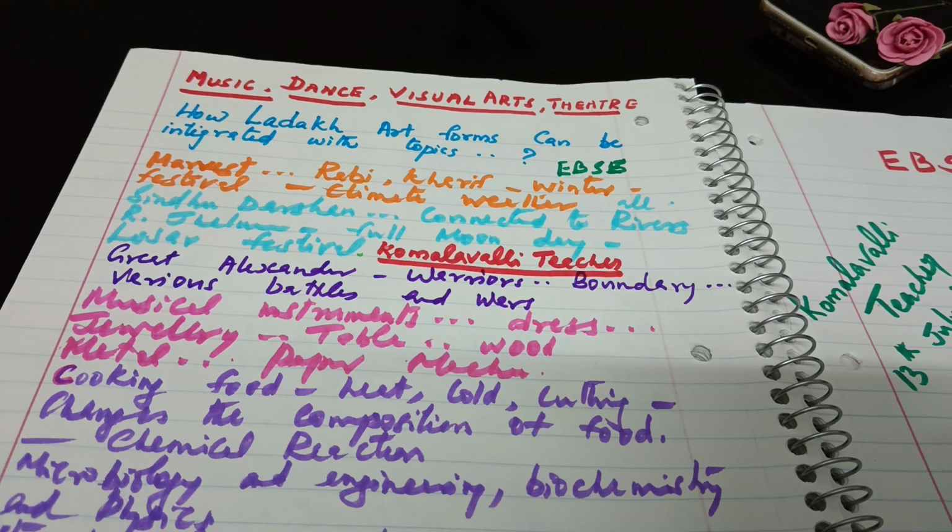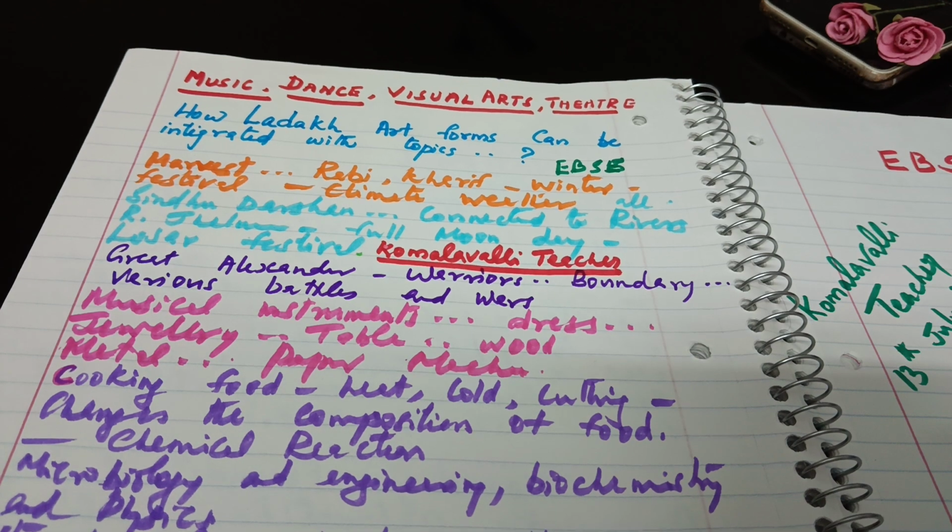Just a few hours back, in the educational groups, I have shared my video on art forms of Ladakh. That is video number 87. When you go through that, you will get some learning points. And regarding art forms, 4 major categories are there: music, dance, visual arts, and theatre.